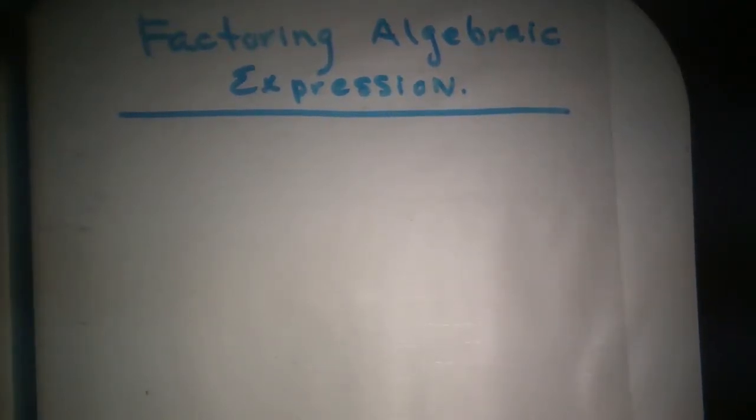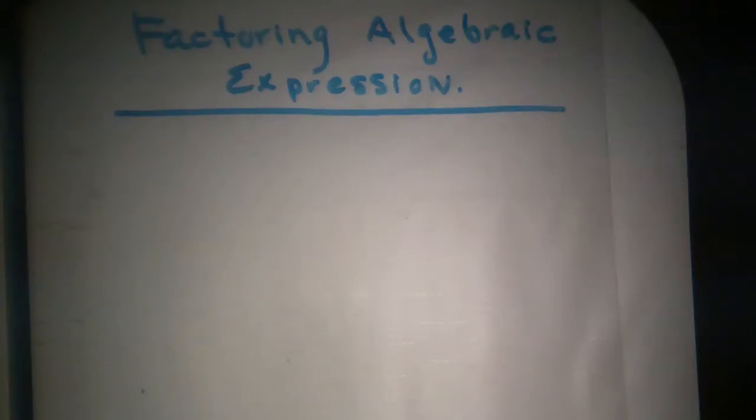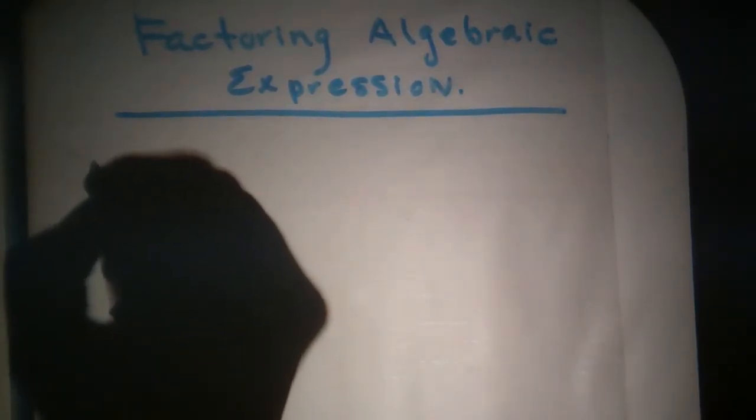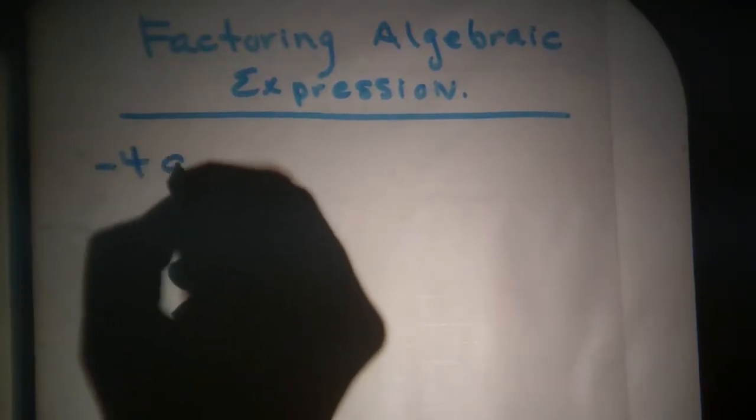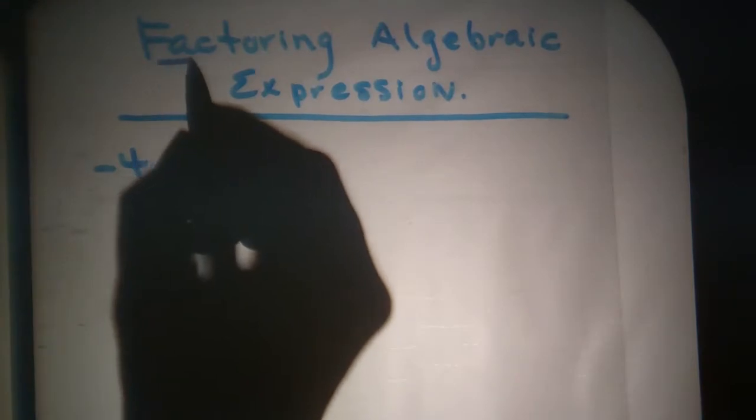Okay, 7th grade. Today we're going to be factoring algebraic expressions. We've been working on this in section 3.5. Today I'm going to look at one of our guided practices on page 164. Let's start out with the expression negative 4a minus 8. Now we need to factor this.